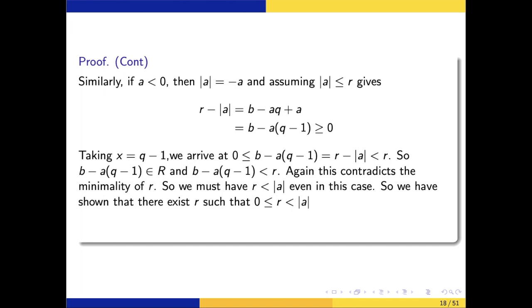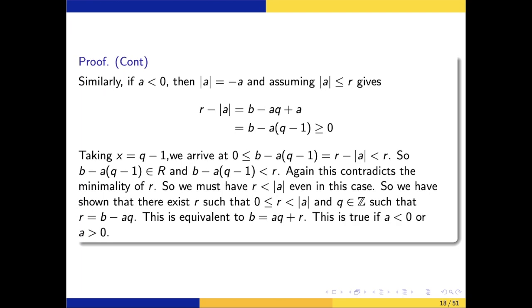So the existence of an r that is non-negative and less than mod a has been shown, and from the existence of this r, it also implies the existence of a q such that r equals b minus a q, and just rearranging we get that b equals a q plus r. This is true if a is positive or negative. Now the only part that is left to prove is that this q and r are both unique.